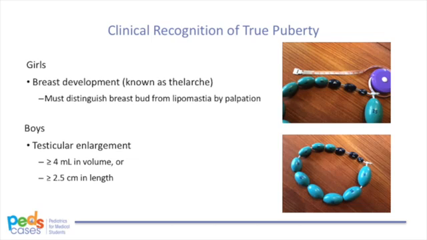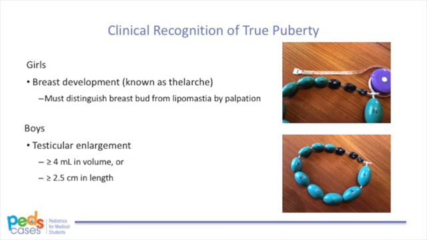It is important to palpate for the breast tissue because sometimes lipomastia, or subcutaneous fat in the breast region, can mimic the appearance of breast tissue. In a boy, true puberty is recognized when the volume of the testicle is greater than or equal to 4 milliliter, or the length of the ovoid testicle is equal to or longer than 2.5 centimeter. The volume of the testicle can be measured with a special instrument called an orchidometer.